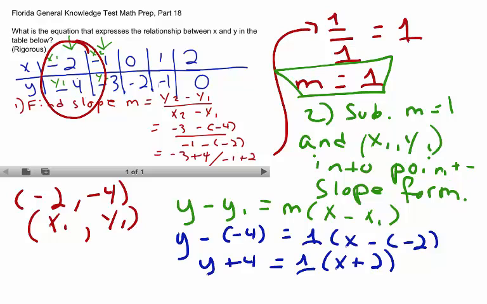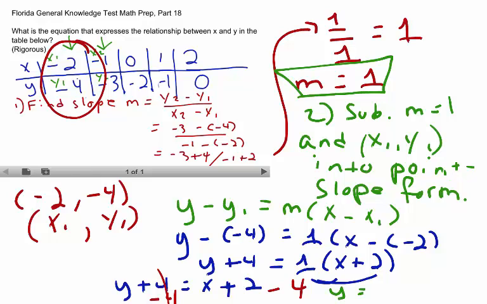Now we distribute 1 across x plus 2. So we have y plus 4 equals x plus 2, since multiplying anything by 1 results in itself. And lastly, we isolate y by subtracting 4 from both sides of the equation, so that we end up with y equals x minus 2.